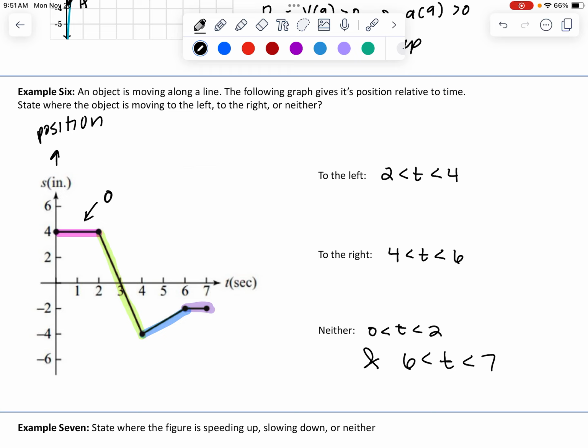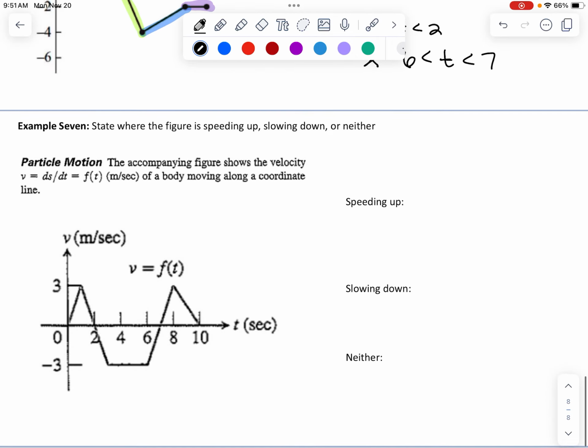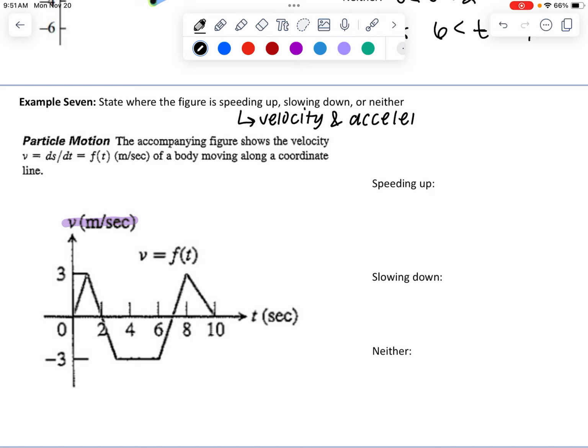The next problem is definitely more challenging, but you guys got this. This one says state where the figure is speeding up, slowing down, or neither. The function that we're given, if you read through it, says this is the velocity. This one's trickier because if you're talking about speeding up, slowing down, or neither, you have to consider the velocity and the acceleration in your answer. So velocity and acceleration have to be considered.